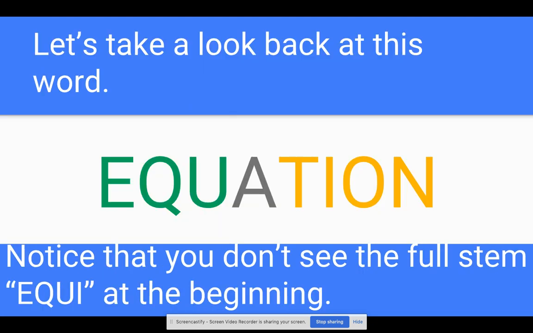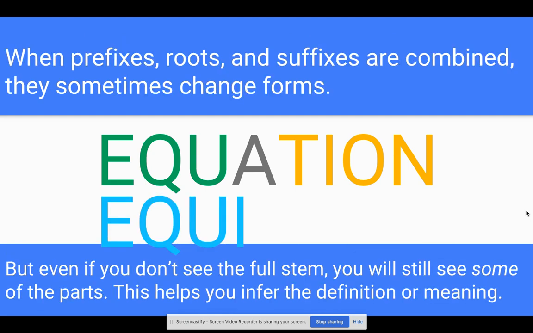So let's go back to this word for a minute. One thing I want you to notice is that when you look at the word equation, you don't see the full stem equi here at the beginning. You just see the EQU, right? You don't see that full stem. When prefixes, roots, and suffixes are combined, they sometimes change forms. And this is to make sure that they create a form or word that conforms to all the rules of the English language and that makes sense when it's used in the context of a sentence.